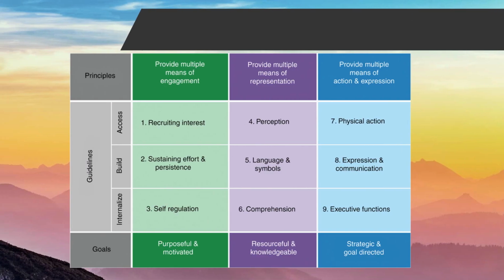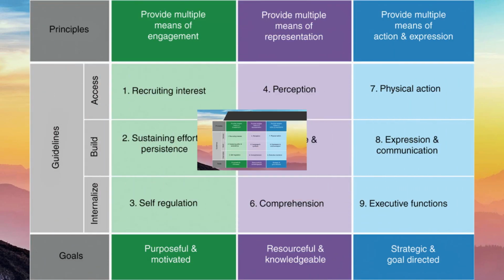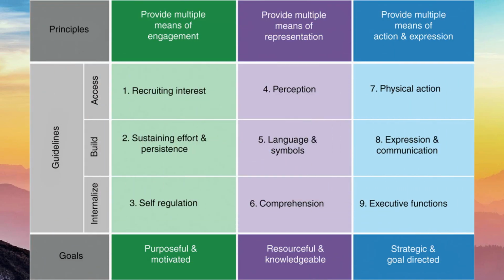In this chart, representation follows the principle of multiple means of expression because the affective or emotional state of being engaged and having motivation to learn is the ideal state to begin to perceive and comprehend content prior to being able to act on and express what has been learned. But of course, they are all interconnected. The principle of multiple means of representation is concerned with maximizing the learner's ability to perceive, decode, and comprehend content.